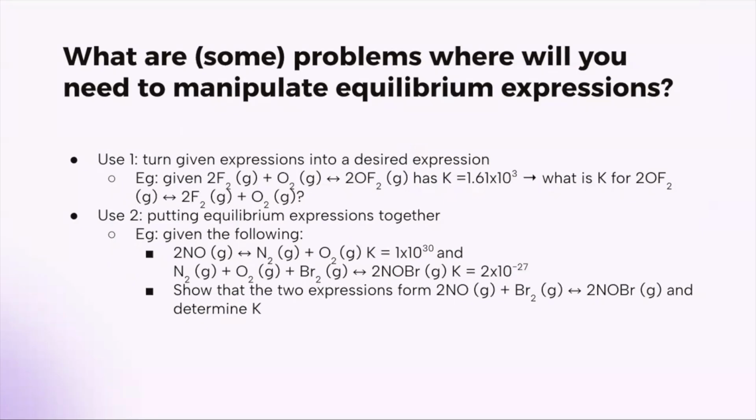So there are two kinds of problems that I've put here. There might be different variations that I'm not thinking of, but these are the two main ones I've seen. You may be given a reaction, an equilibrium, and asked to turn it into a different reaction and figure out the K. Or you might be asked to put two equilibrium expressions together and figure out what the K is. The same rules apply to manipulating equilibrium expressions, regardless of what the problem is asking you to do. But I just wanted to show you two different forms of problems that you may see in your classes or in your homework.